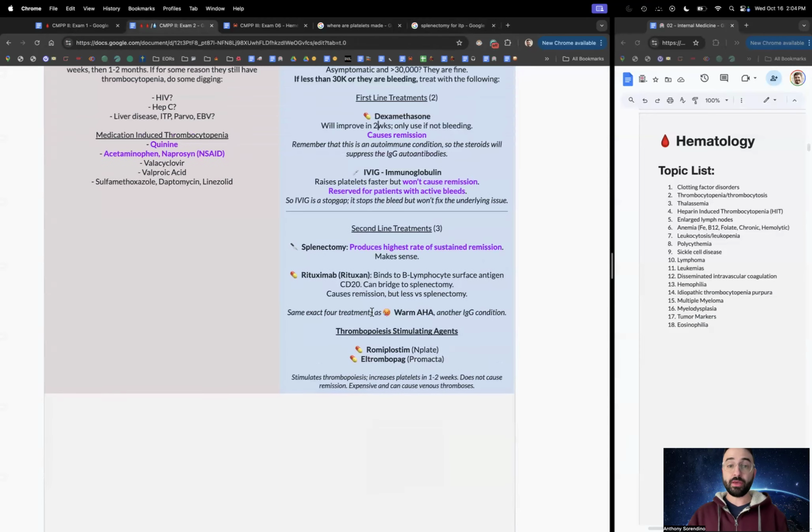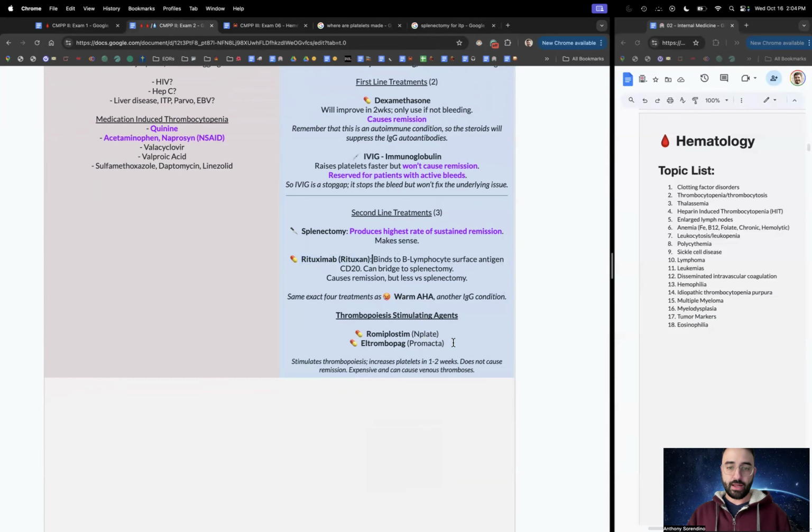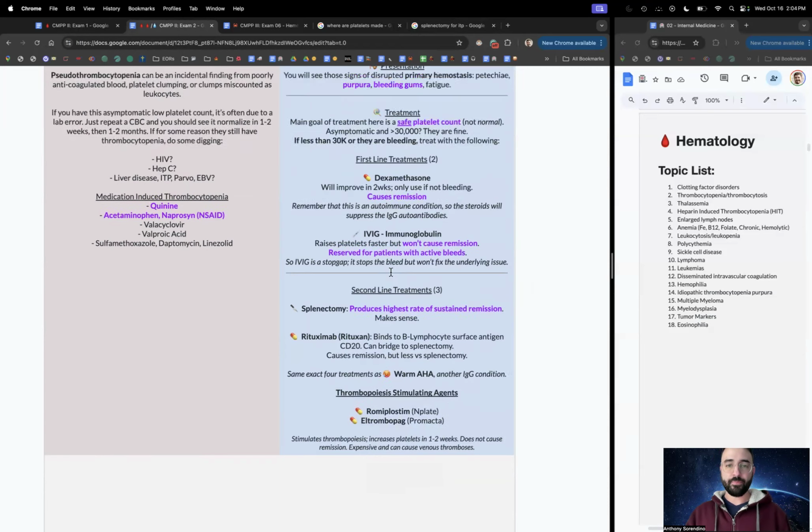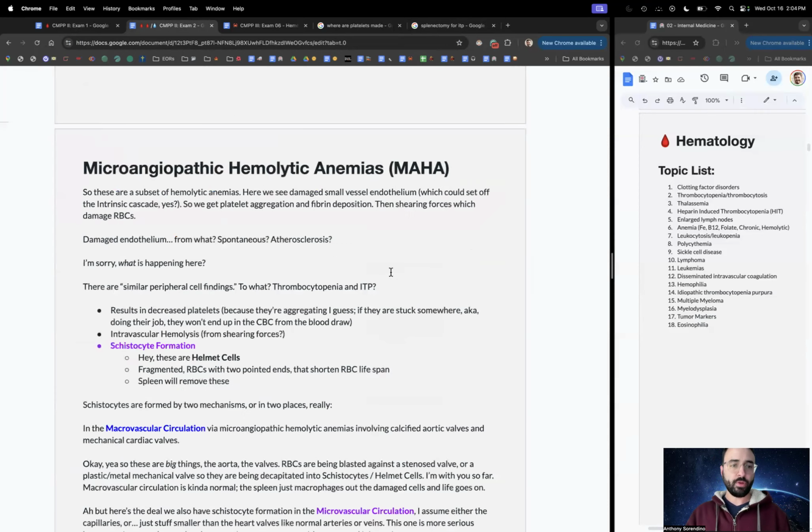This is second line treatment, or you bring in the big guns, the more synthetic antibodies. In this case, it's going to be rituximab. And this stuff isn't important. Thrombopoiesis stimulating agents, it's going to create platelets. That's not really important.